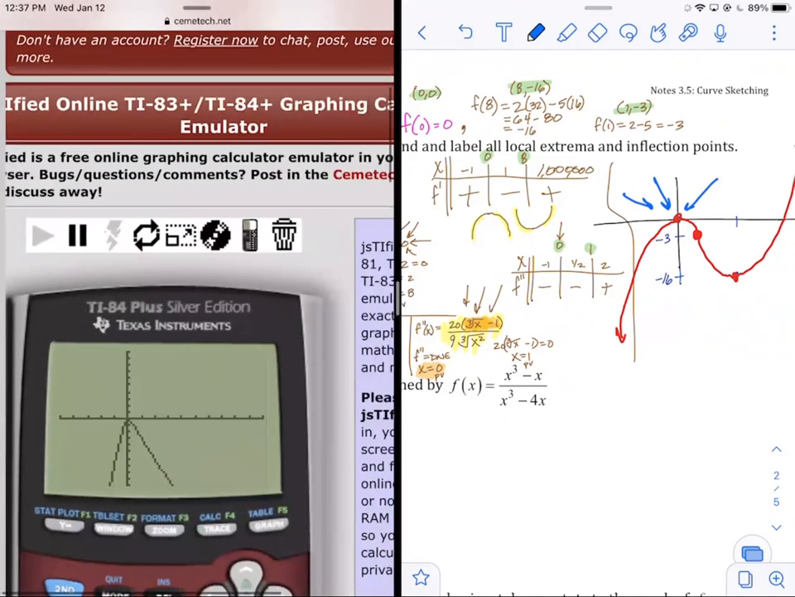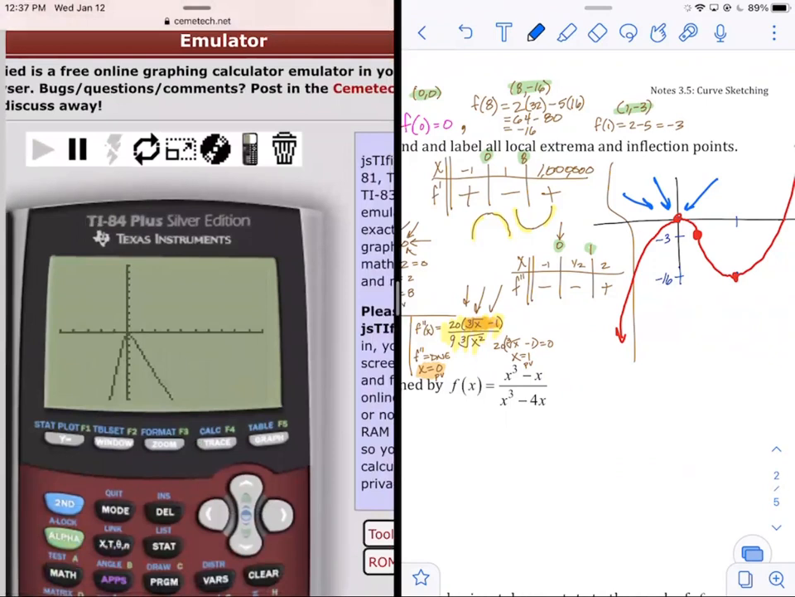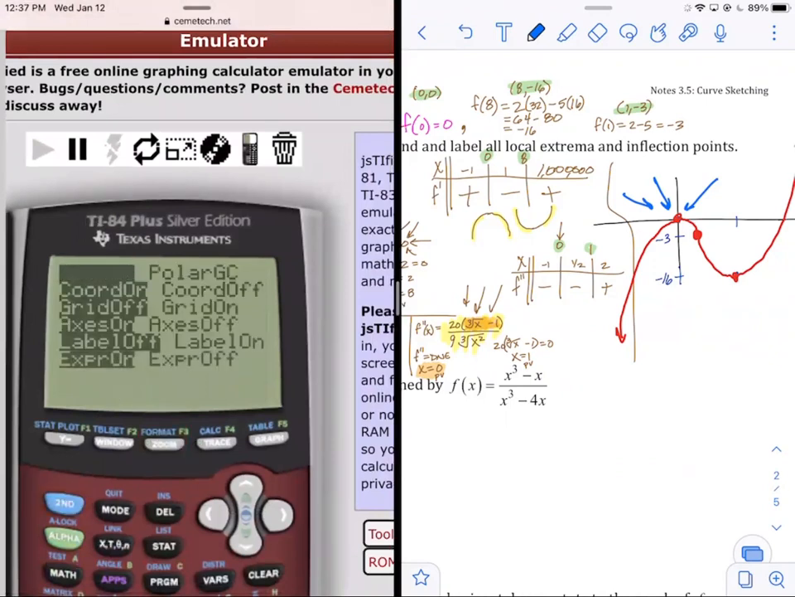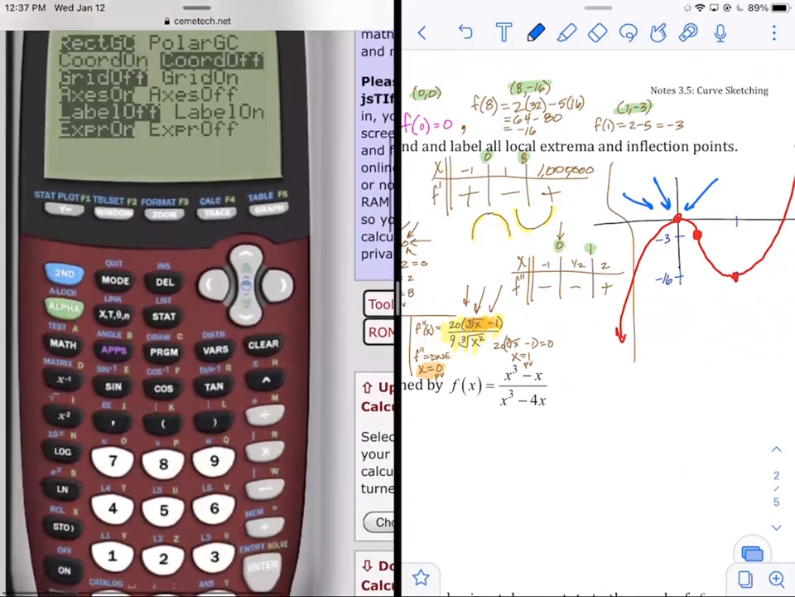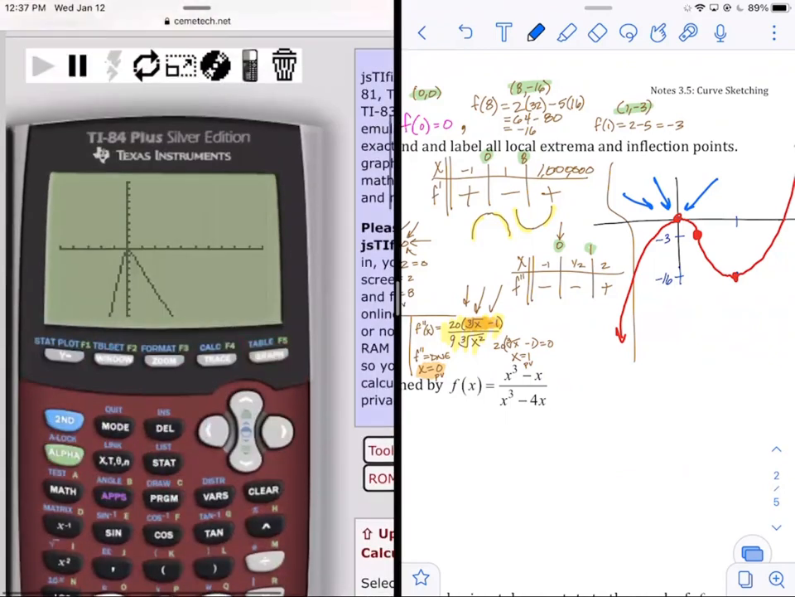Let's do this. I'm going to analyze this. We don't use this that often, but if you go to second zoom, you can go to your format and turn, if you can, go to the second one. It won't let me. Oh, there it is. I did it fast, it's like playing a video game. I went down to the right. You could turn your grid off, your coordinate grid off.